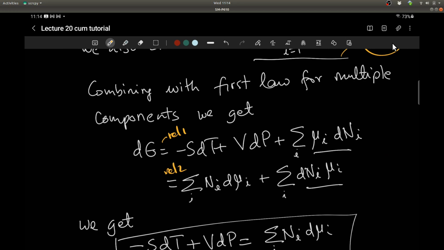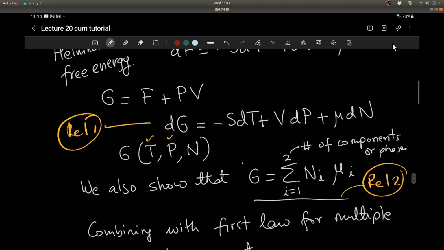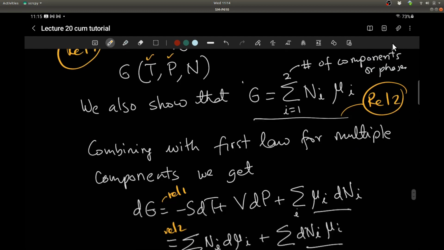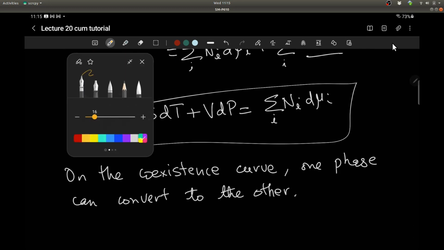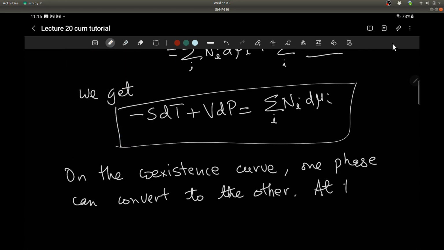Sir, how does relation 1 have a summation over i? Oh, I wrote it above. Above, this formula was written for one component. So if two components, vapor and liquid, are in contact with each other, you know what will happen, right? The temperatures will be equal in thermal equilibrium. Pressures will be equal, and then when they can go to each other, what happens to the chemical potentials? The chemical potentials are equal.